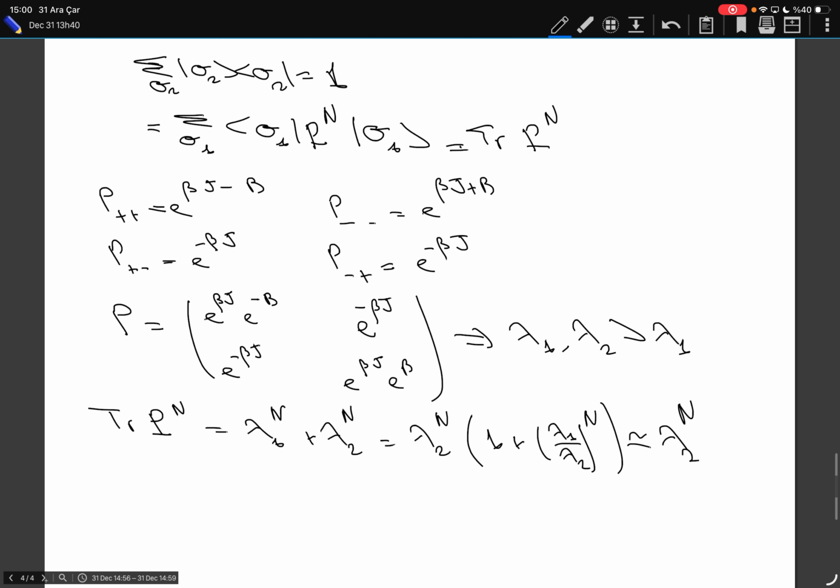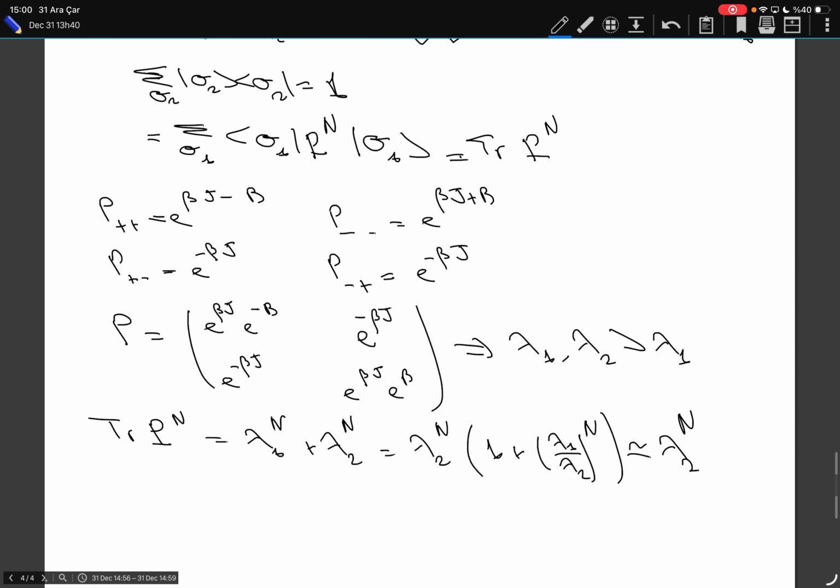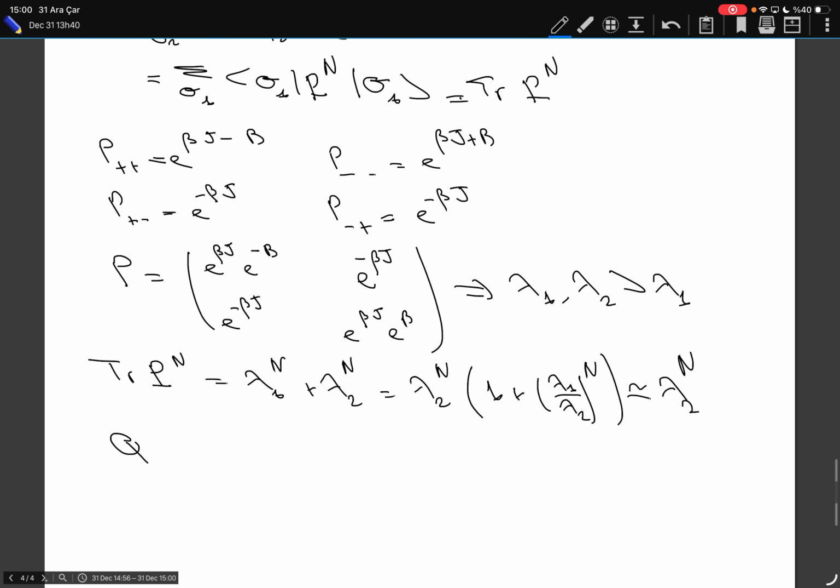Well, I will not do the derivation, but for a 2 by 2 matrix, you can find the eigenvalues. Take the larger one, whichever one that is. Lambda to the n gives you the trace of P to the n, and Q is nothing but lambda 2, the larger eigenvalue, raised to the power n, and practically we are done. If you want to calculate the average energy, take the derivative with respect to beta. If you want to calculate the magnetization, take the derivative with respect to B. It's solved.